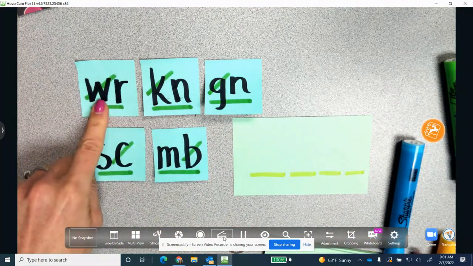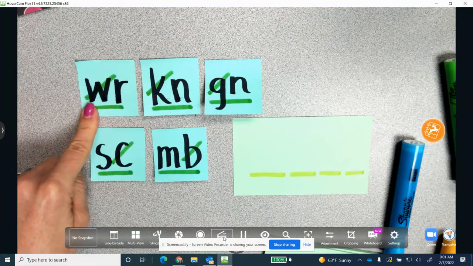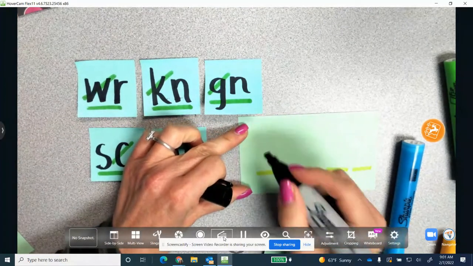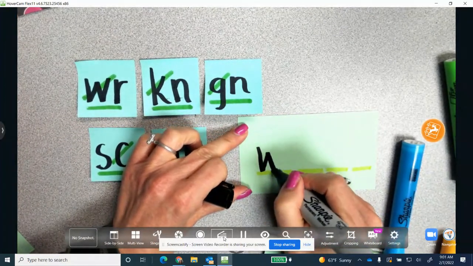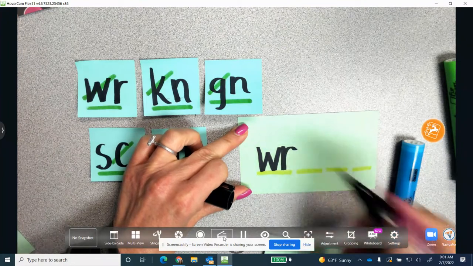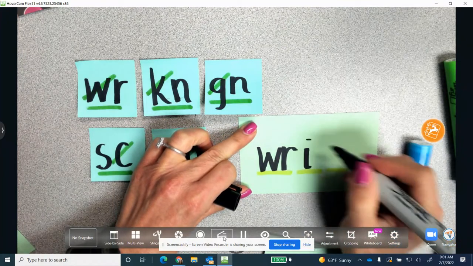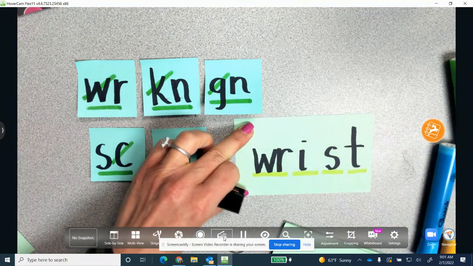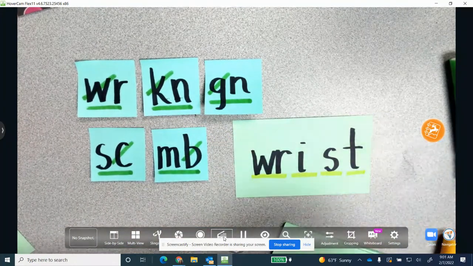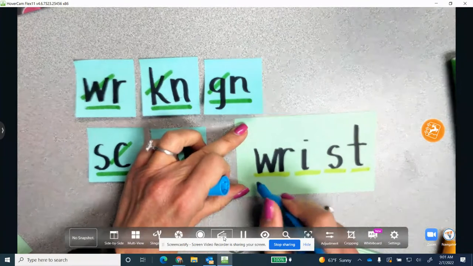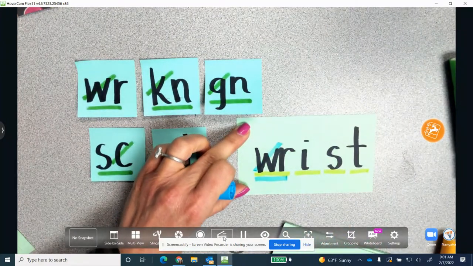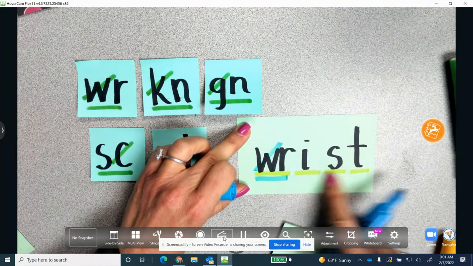Wrist. Okay, and we're going to use this spelling pattern. The W is silent. Wrist. And I'm going to show that this is a digraph. One sound, W is silent, wrist.